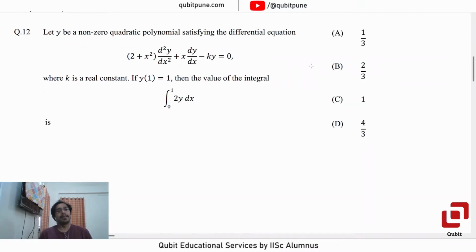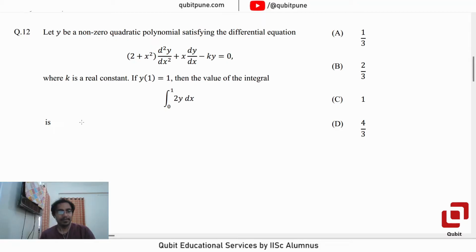Question 12. Let y be a non-zero quadratic polynomial satisfying the differential equation (2 plus x squared) d2y by dx squared plus x dy by dx minus ky equal to 0, where k is a real constant. If y of 1 is 1, then the value of the integral from 0 to 1 of 2y dx is: 1 upon 3, 2 upon 3, 1 and 4 upon 3.